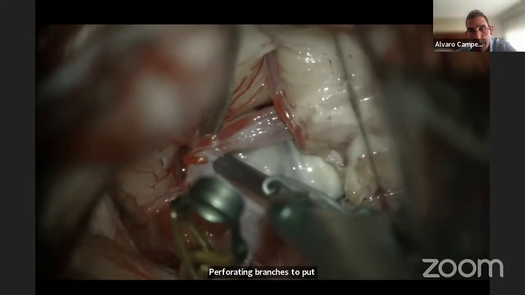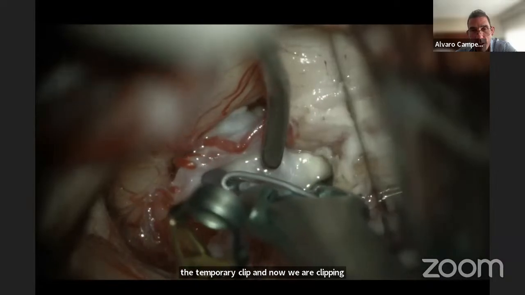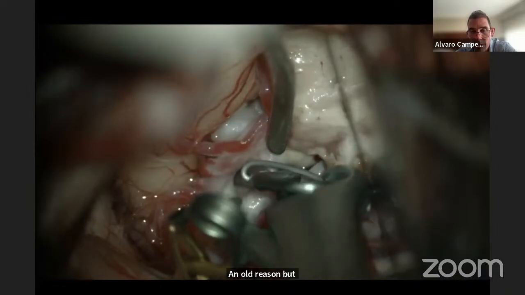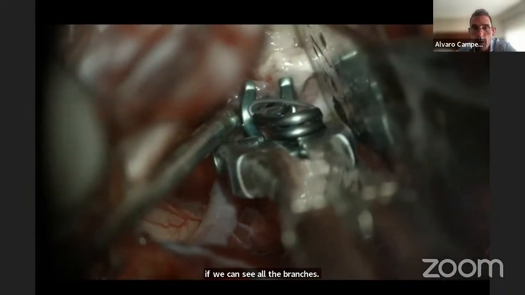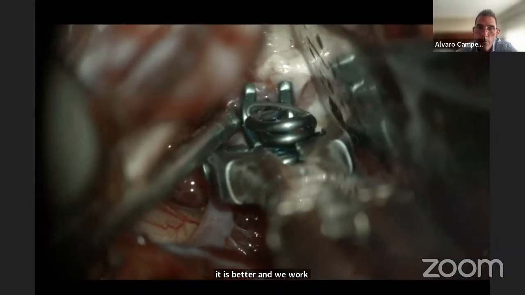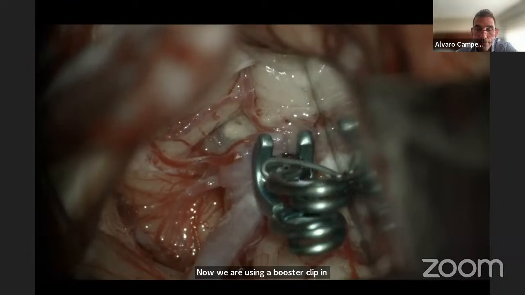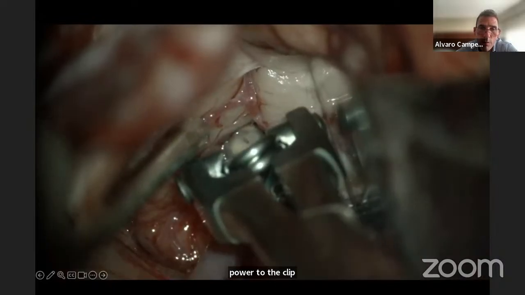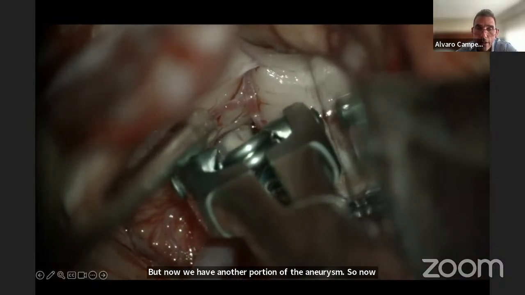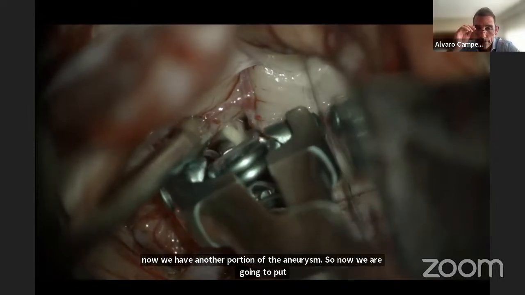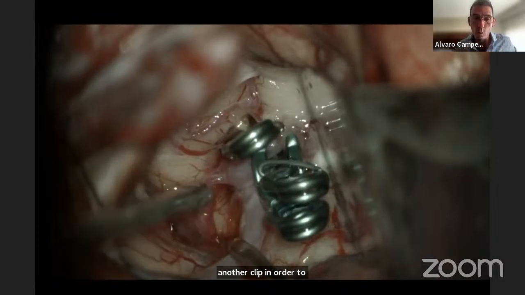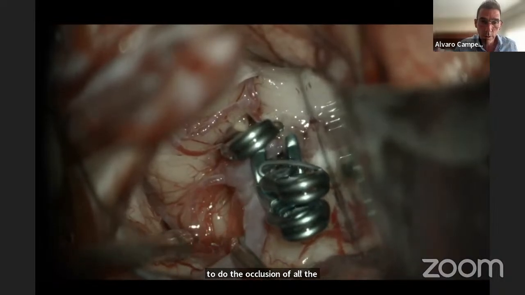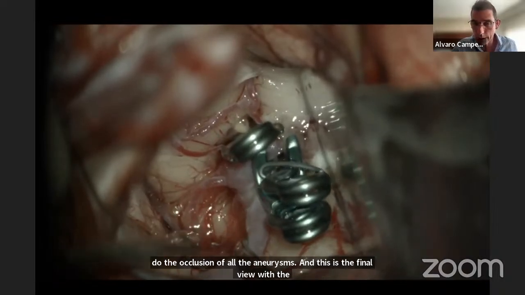And now we are clipping the aneurysm, a very complex aneurysm. But if we can see all the branches, it is better and we work comfortably. Now we are using a booster clip in order to give power to the clip. But now we have another portion of the aneurysm, so we are going to put another clip in order to occlude all of the aneurysm. And this is the final view with all the branches, without the clip.